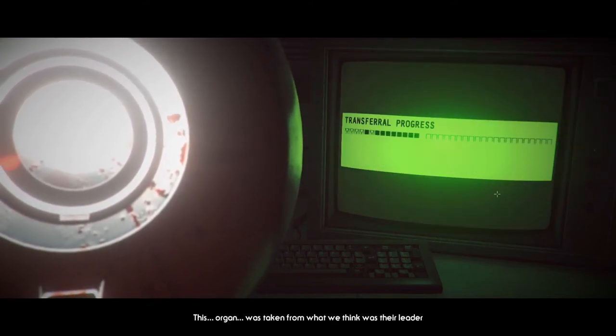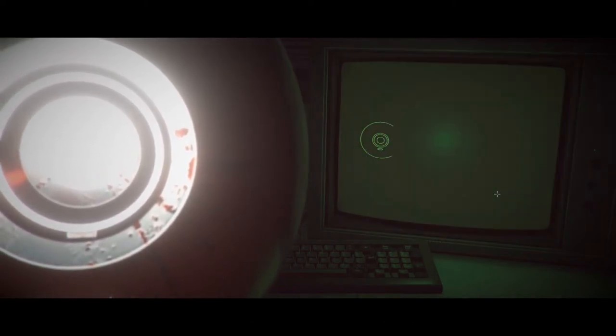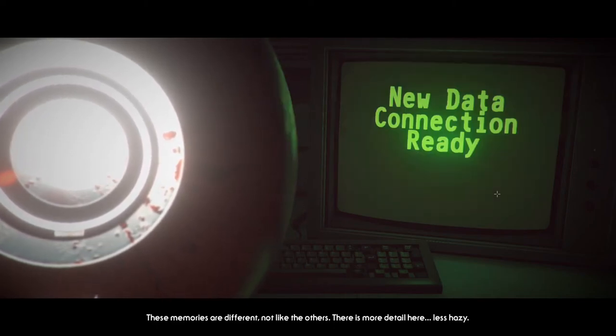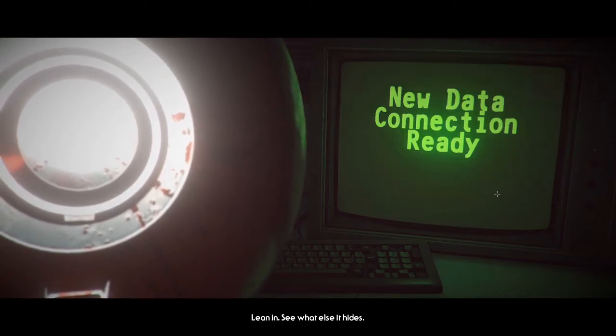This organ was taken from what we think was the leader. Organ? These memories are different. They're not like the others. What do you mean, organ? Less hazy. Okay.